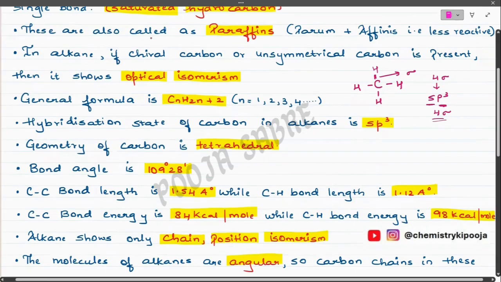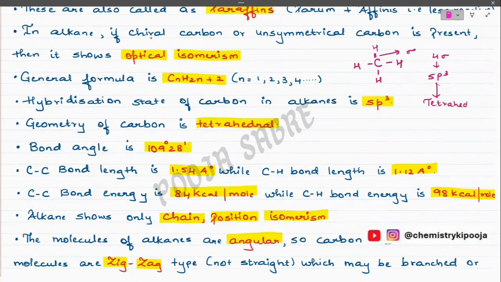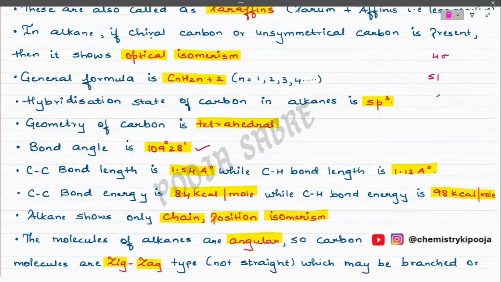Coming to the geometry, if it is sp3, we have again studied this concept in hybridization. If it is sp3, then the geometry is tetrahedral. Okay, the geometry is what? It is tetrahedral. And then the bond angle is how much? It is 109 degree 28 minutes.